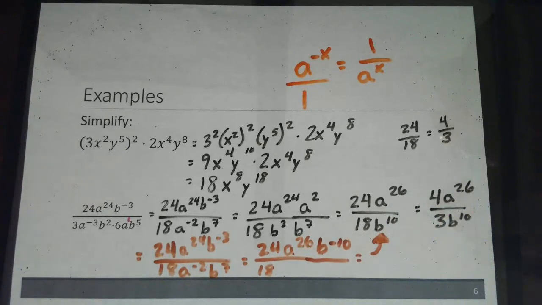So there really are a lot of ways to attack these. As long as you're following the exponent rules, you're going to be okay.